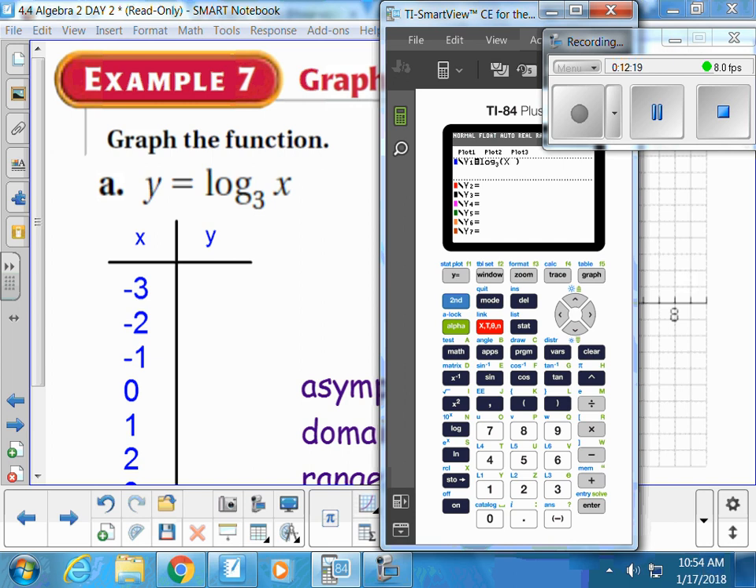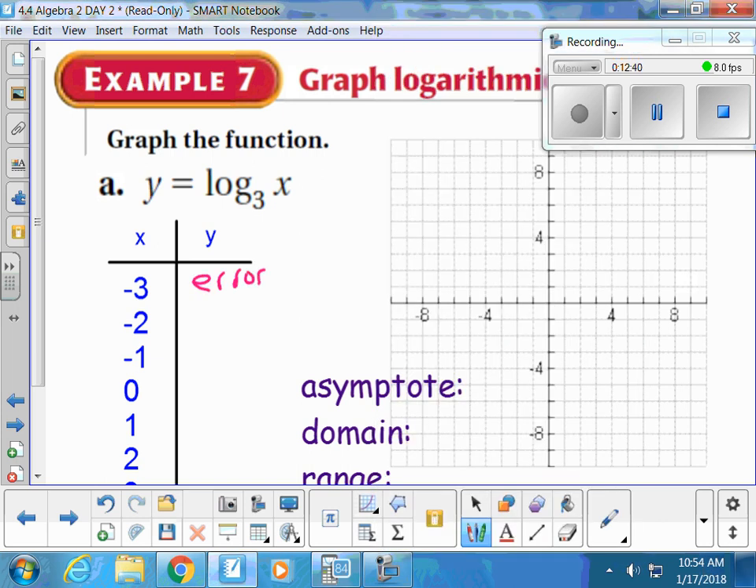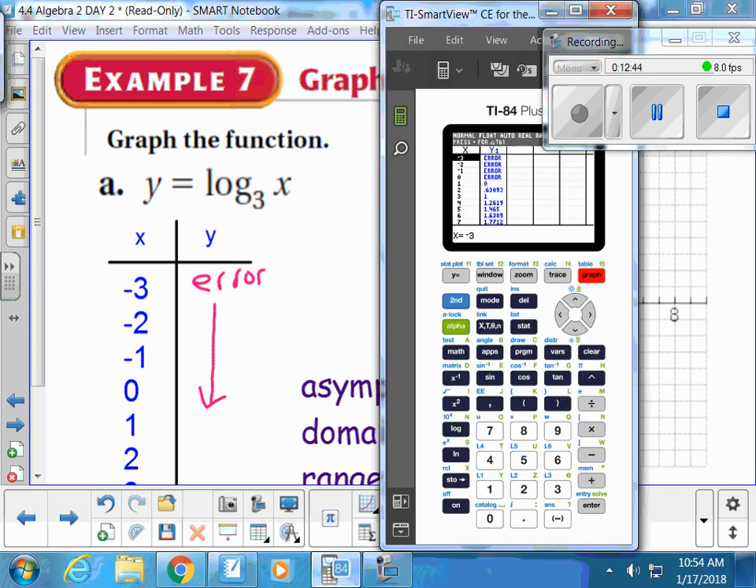Yep, and then close that parenthesis. You got it? Perfect. That looks okay. Alright, let's fill out our table. You might be surprised at what you see on the table when you go into table. You're going to see a bunch of errors because you cannot take the log of a negative, and you cannot take the log of 0. So we're going to have error all the way through to 0. Now when we get down to 1, we should start to get numbers. At 1, we're at 0.